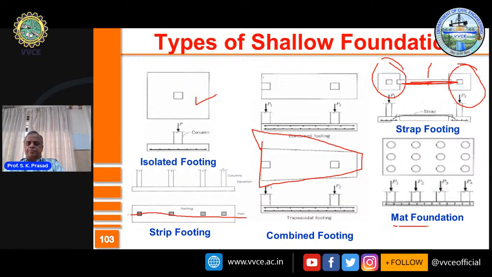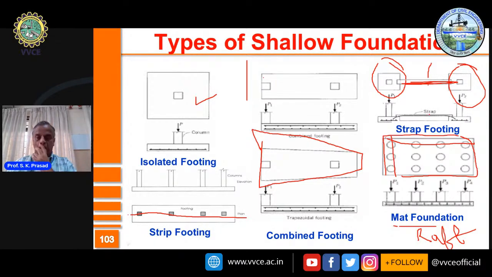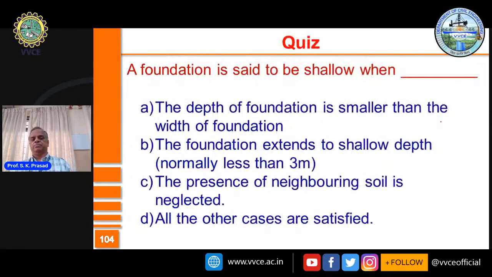Then you have mat or raft foundation. This is the complete shallow foundation. You have a number of columns in both directions connected together by one single foundation, and hence you call it a raft foundation. So this is perhaps a complete shallow foundation, the most expensive of the shallow foundations. So you provide this when others do not become feasible.